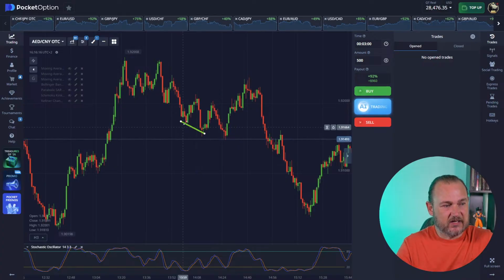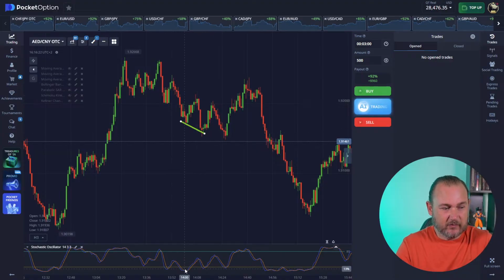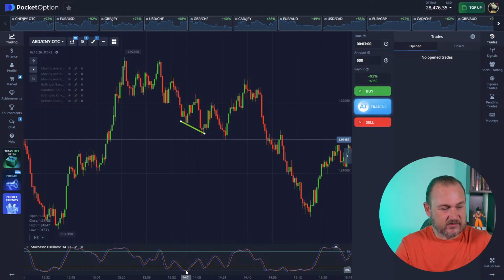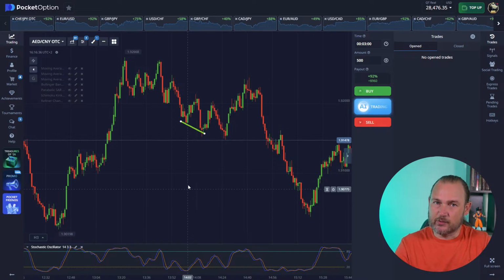In this case, we had price make a low here. It pushed back a little bit, made a high, but this was still a lower high, and price came down even more. If we look at the way that the stochastic behaved during this, we can see that the stochastic made a low here and then made another low, but this low was higher than the previous low. So this means that the stochastic is making higher lows, but price is making lower lows.